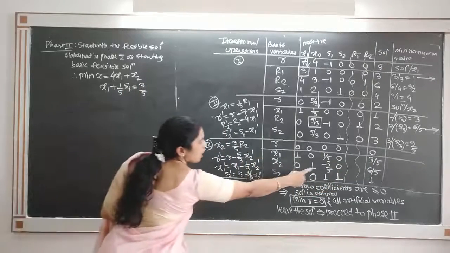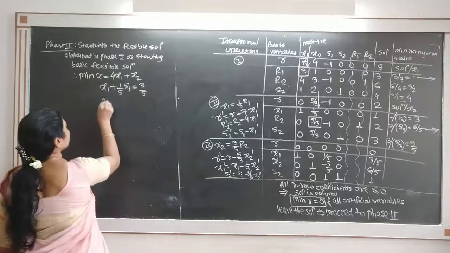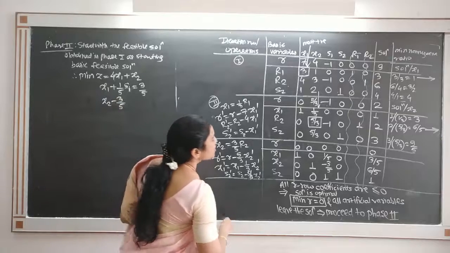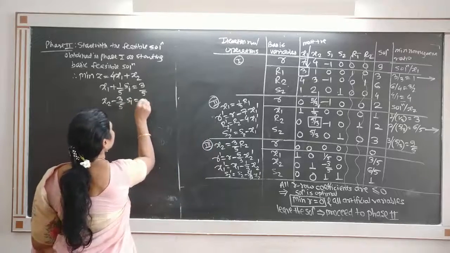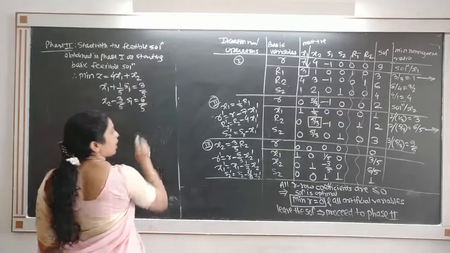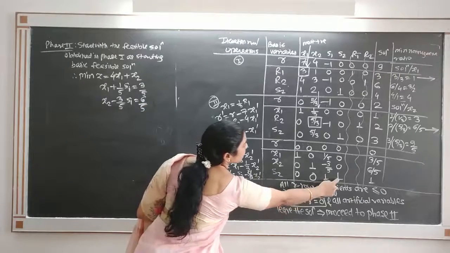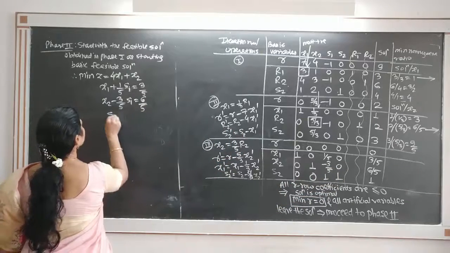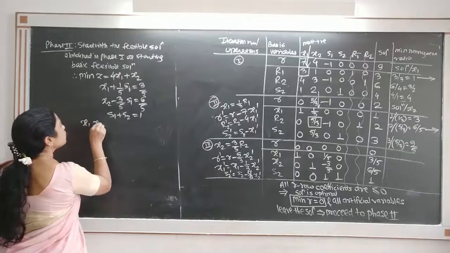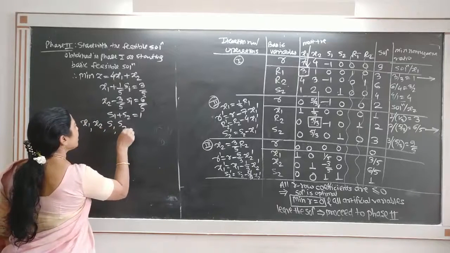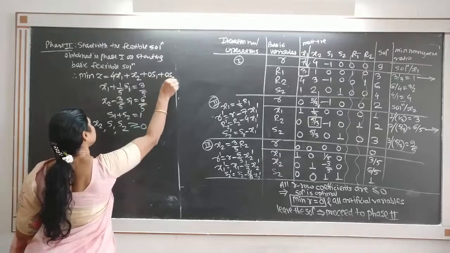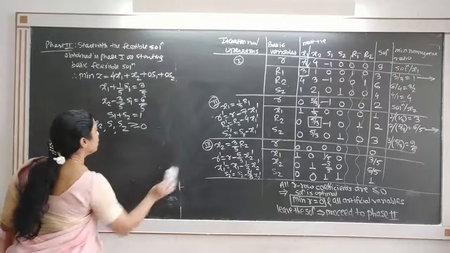Next one is x2 minus 3 by 5 S1 is equal to 6 by 5, and third, S1 plus S2 equal to 1, and all variables x1, x2, S1, S2 greater than or equal to 0.